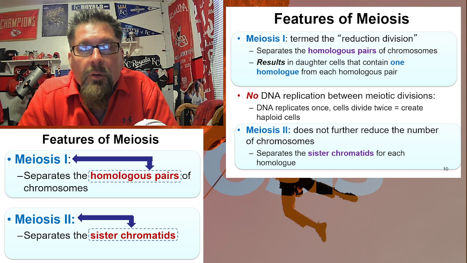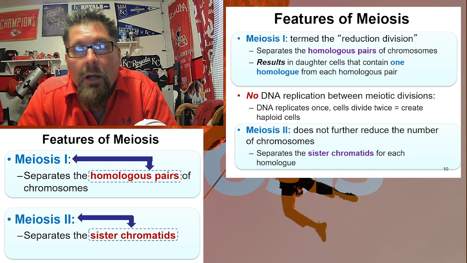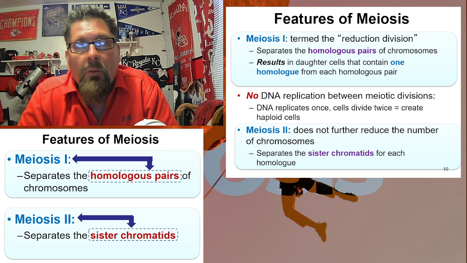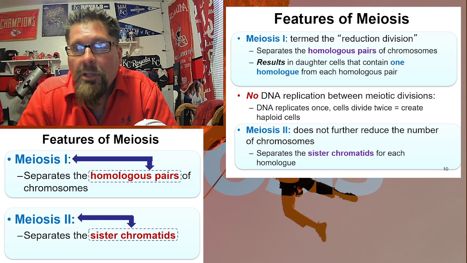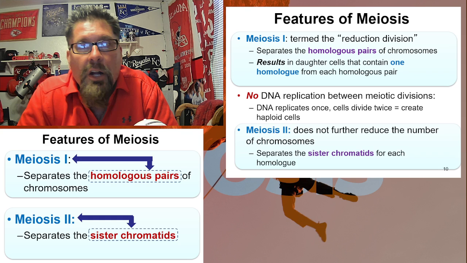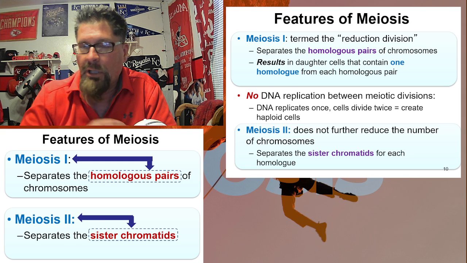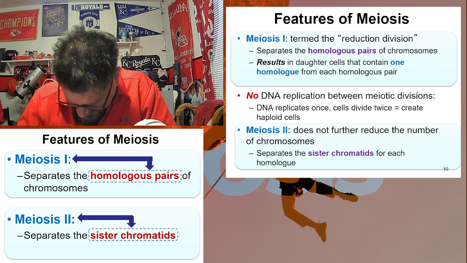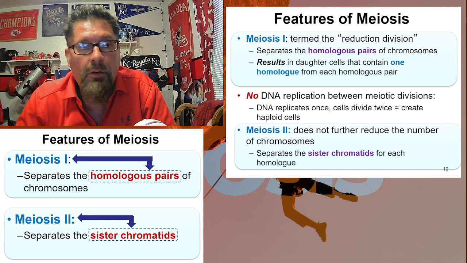You do go through the checkpoints, just to make sure everything's going well. We certainly want to do that. And when we get to errors, we'll talk about what can happen when it doesn't go well. But the idea is separating the sister chromatids in meiosis 2, and then you get down to four. So from one cell, you get four haploid gamete cells, which can be sperm or egg, depending on the gender.